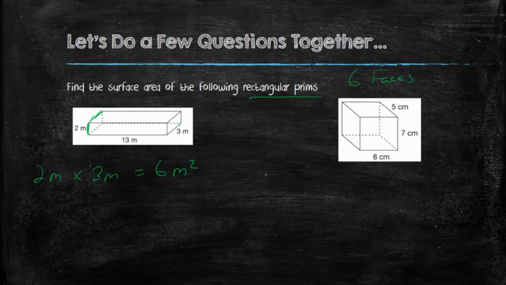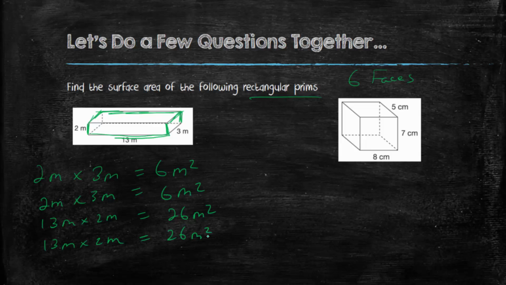Now there's 2 of them, right? Because this is the other side. So we have another 2 meter by 3 meter, so we've got another 6 meters squared. Let's look at the other face. We've got this face right here, which is 13 by 2. So we've got 13 meters by 2 meters, and that equals 26 meters squared. But there's 2 of them, right? Because this is the second one. So another 13 meter by 2 meter, another 26 meters squared.